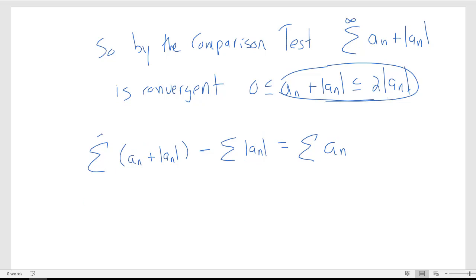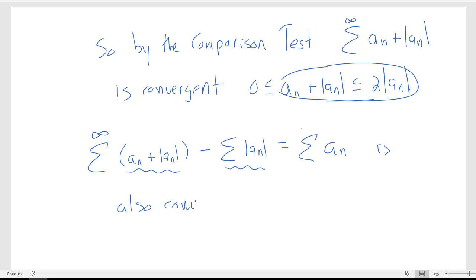So we know that this series here is convergent by the comparison test. We know this series here is convergent because it's absolutely convergent. We know that that series was absolutely convergent. Therefore, all of this is also convergent.